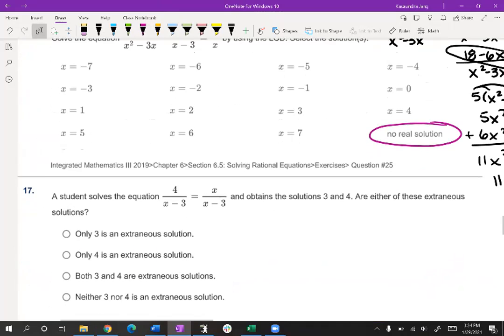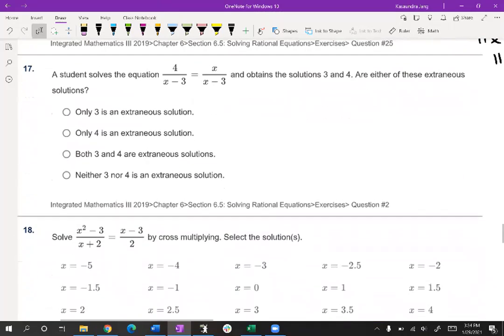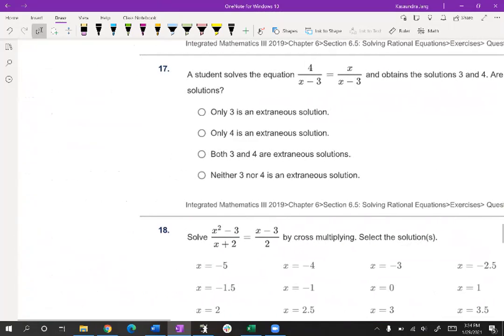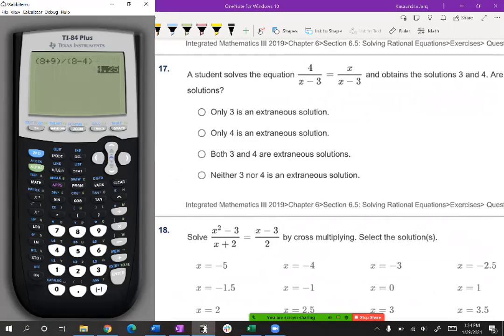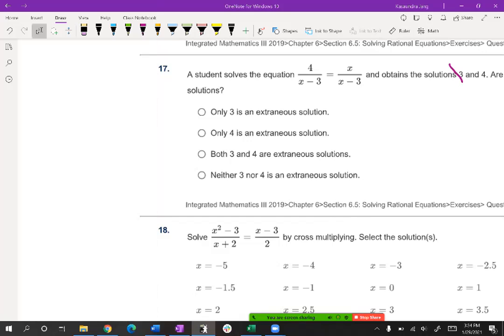All right, and then number 17 here. The student solves this equation and obtains the solutions 3 and 4. Are either of these extraneous solutions? Well, let's check. This is what we just did on the previous problem. We check our answers to see if they are extraneous solutions or not. So 3 and 4, let's try the 3 first. 4 divided by, oh, does this look like it'll have a problem? 4 divided by 3 minus 3 is 0. So yeah, there's an error here. So this is an extraneous solution. The 3 is. Let's try the 4, see if they both are.